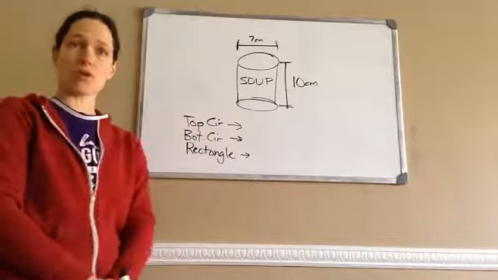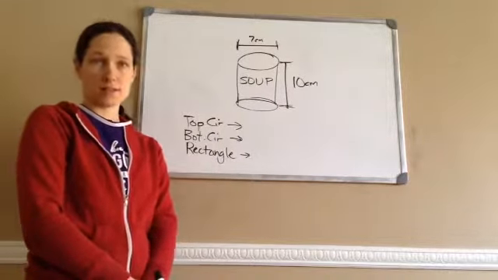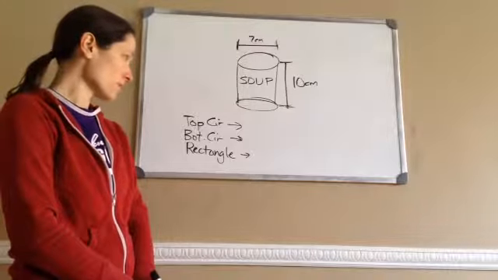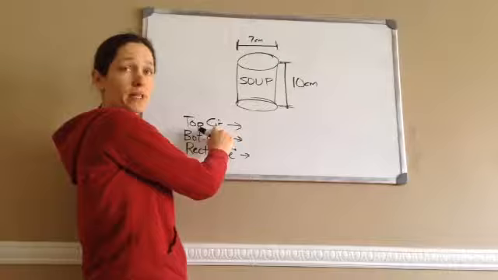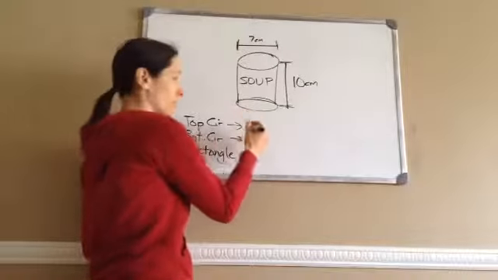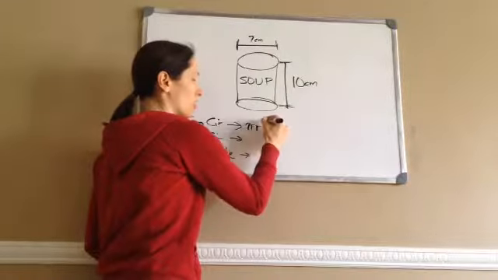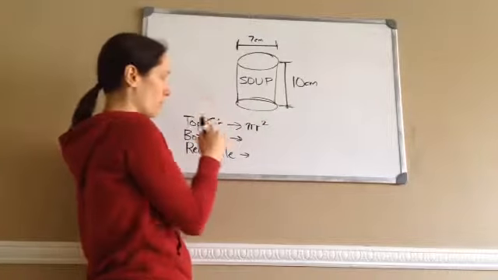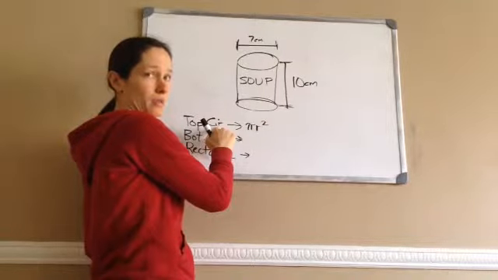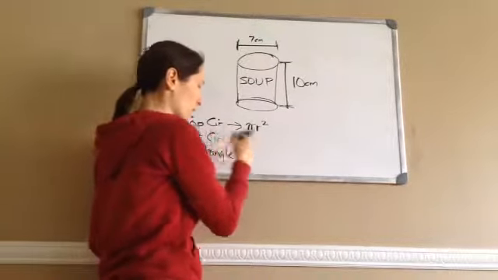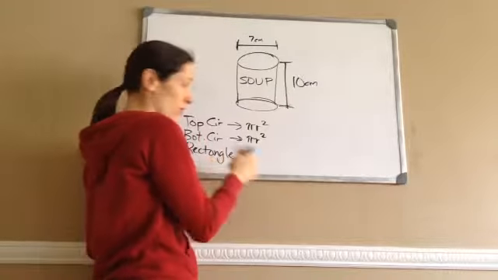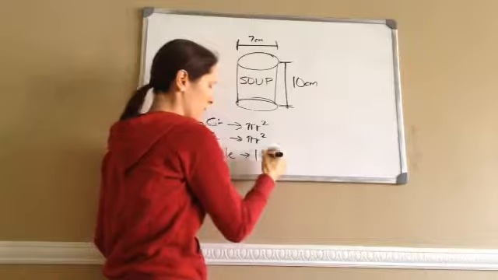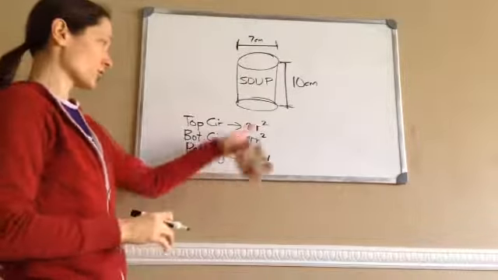Got it? Those are our 3 sections that we need to know. All right, what is my circle formula for area? Do you remember? Pi r squared. Remember, that's the very first thing I want you to write when you're doing this. Bottom circle, pi r squared. Rectangle, length times width. That's good that I wrote those.